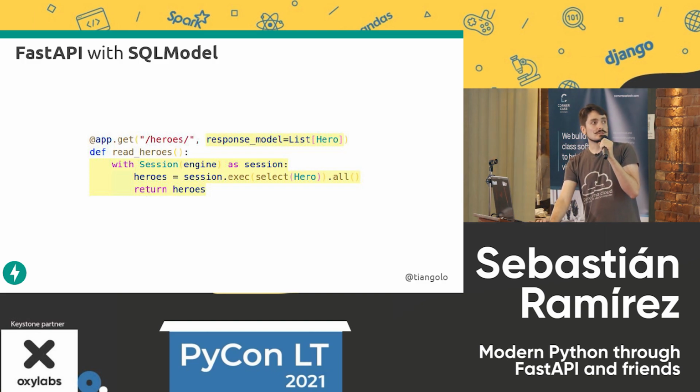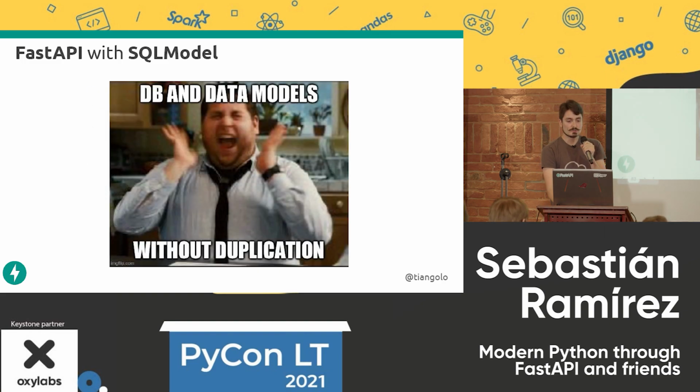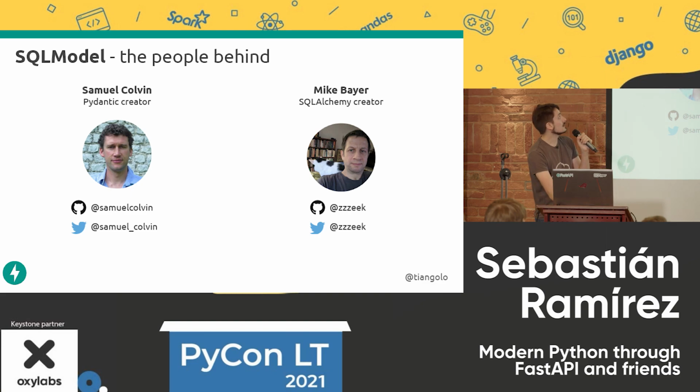So we just use the same session, we execute the session, we select the heroes, and we just return them directly. And again, we use the same type annotations. In this case, we use this parameter to tell it that, hey, we are going to return a list of heroes. And now FastAPI with that is going to generate the same documentation that we have been seeing, using the same data types that we declared. So we can keep the same database and data models without duplicating all the information. So SQLModel, the people behind this, is based on top of Pydantic and on top of SQLAlchemy. And these tools were created by Samuel Colvin and Mike Bayer.